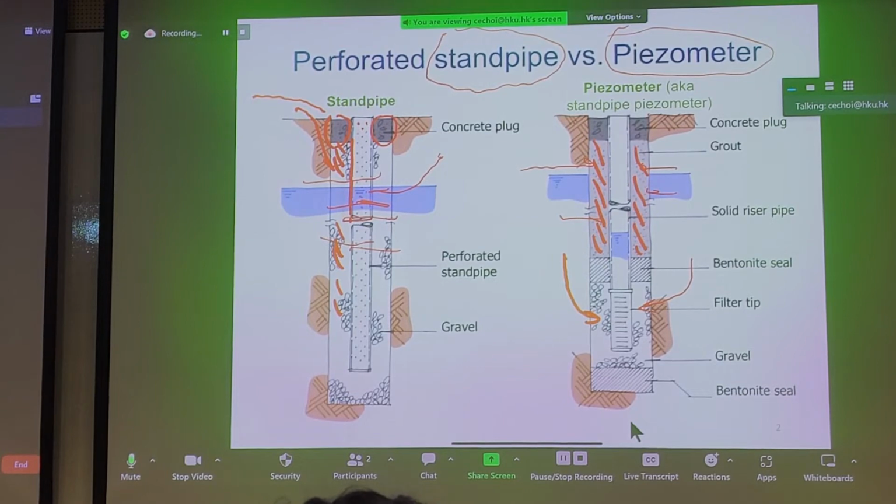We often put a filter tip and also gravel to minimize the effects of fines causing well resistance, and we also have bentonite seal at the top and bottom so that we have a very localized reading. With the piezometer, we want to understand what the pore pressure is at a local position in the ground. We only want to know what the pore pressure here at this elevation. So the piezometer is an instrument that provides a local measurement of the pore pressure in the ground, whereas a standpipe only gives you indication of the free surface of the water table.